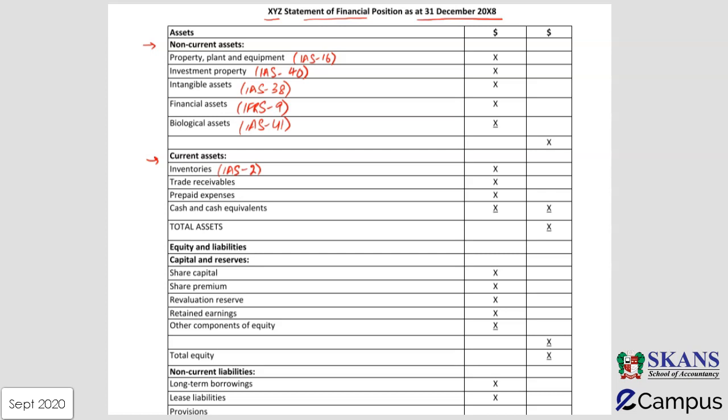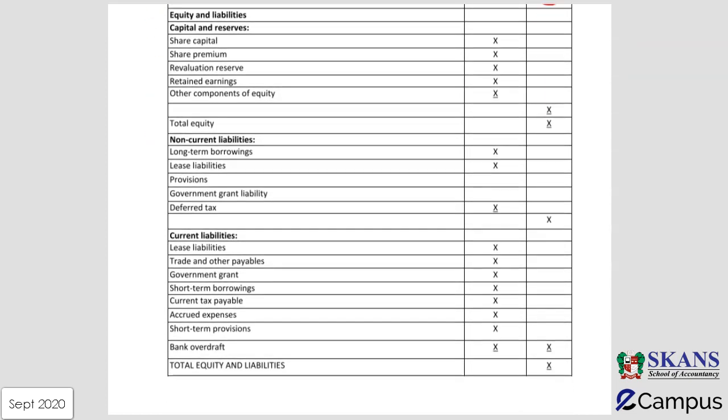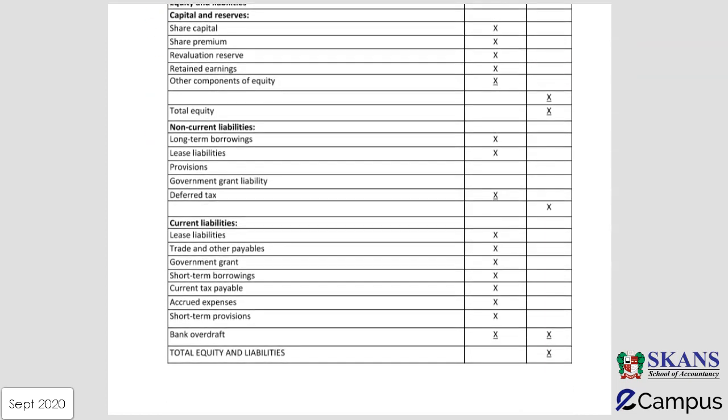In both the cases, you see we do the working in the inner column and we put the final figure in the outer column, and then we do the calculation of the outer column, which gives us the final figure of total assets. Then we move to the second portion of our statement of financial position, which is equity and liabilities. In case of equity, the first item that we need to cover is share capital, the most important part.